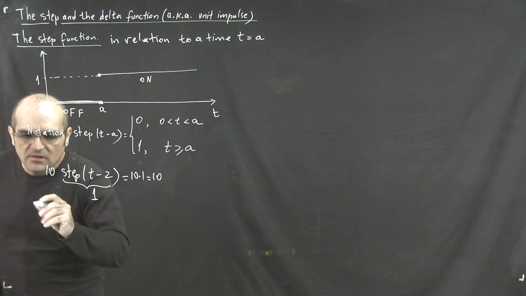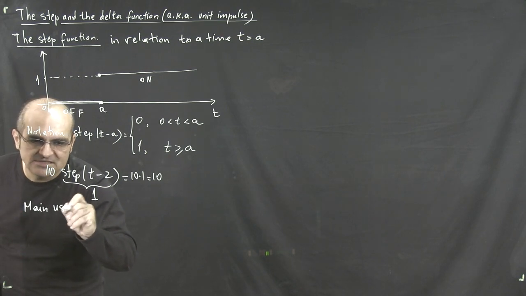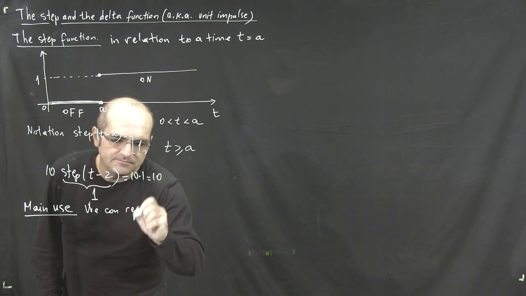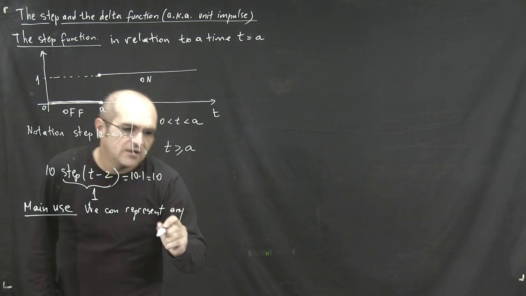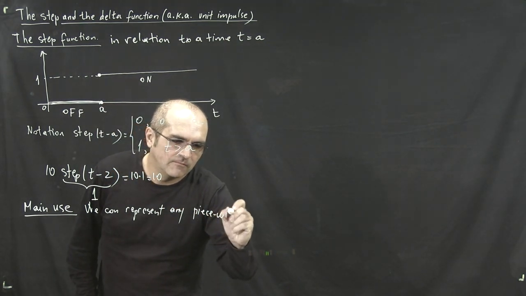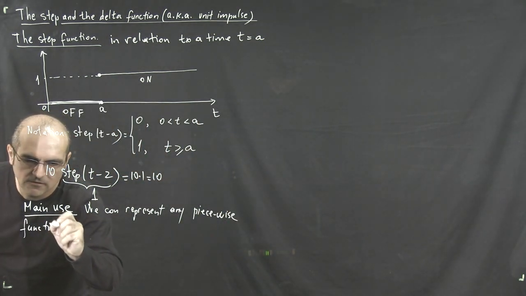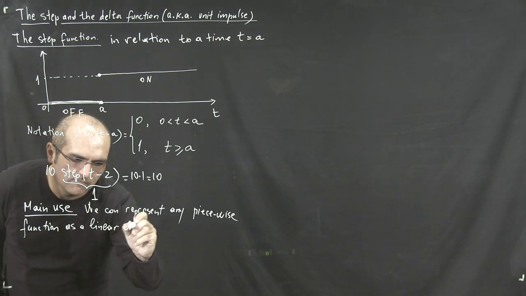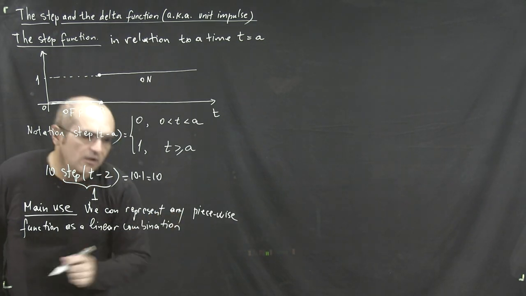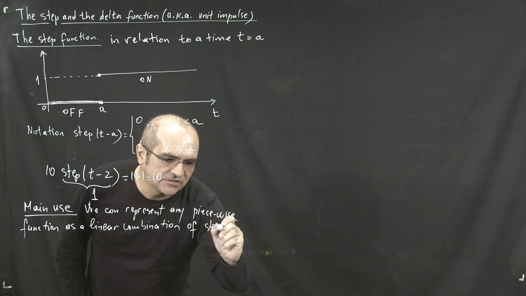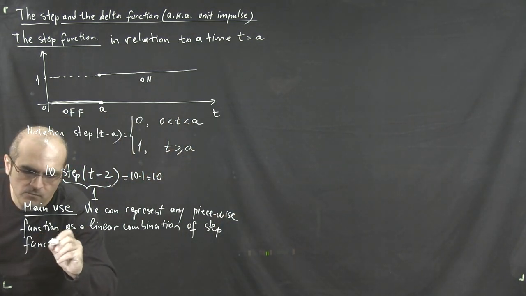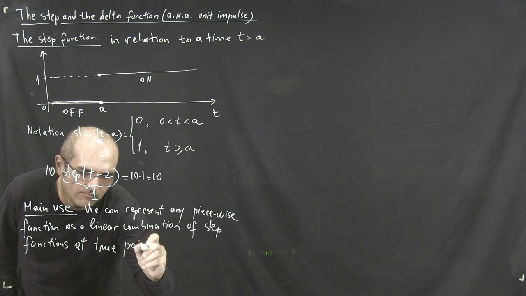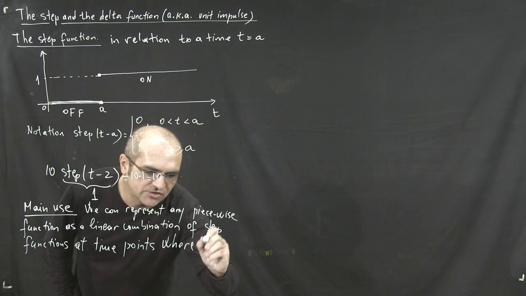So the main use of this step function is that we can represent any piecewise function as a linear combination of step functions at time points where the function changes its value.